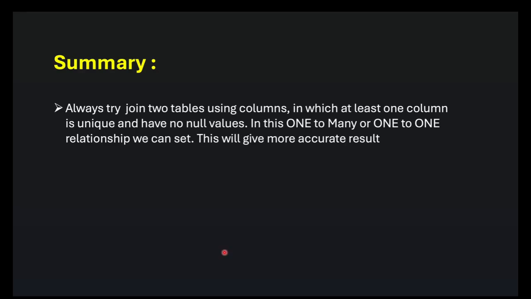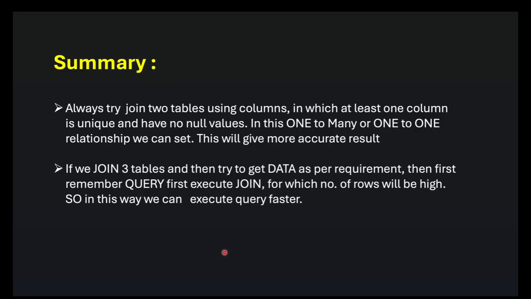So, summary: always try to join tables using columns in which at least one column is unique and has no null values. In this way, a one to many or one to one relation can be set. This gives a more accurate result.